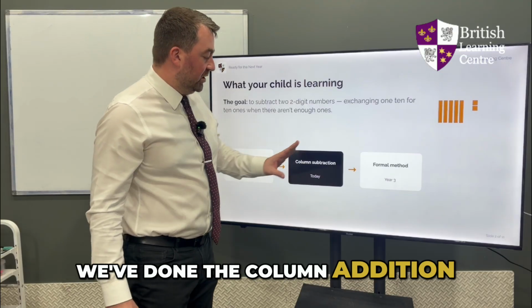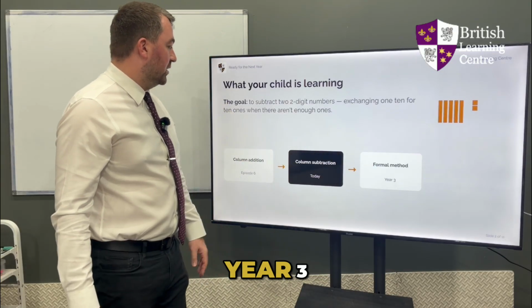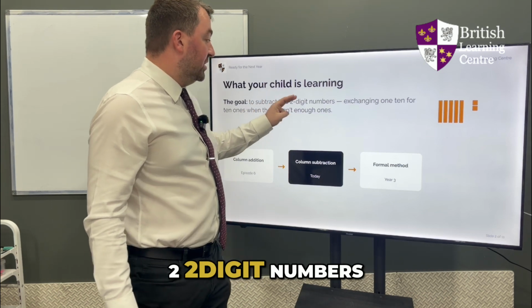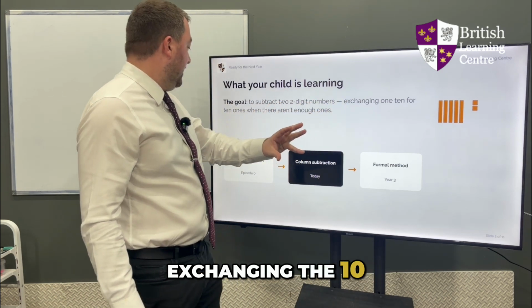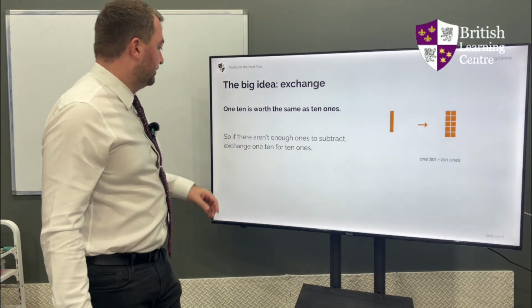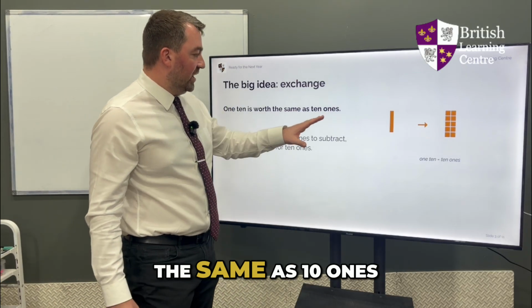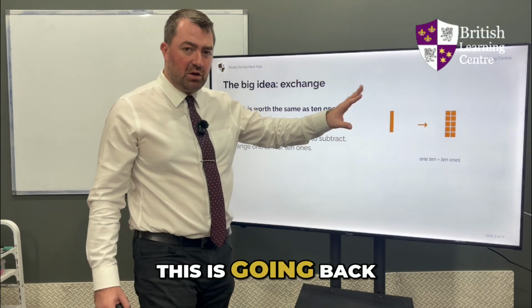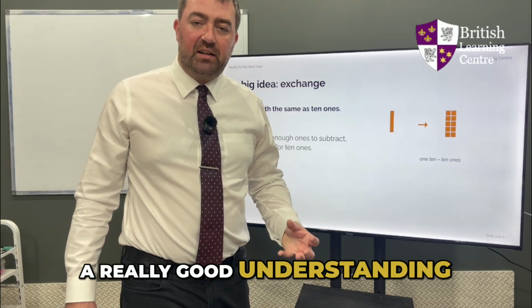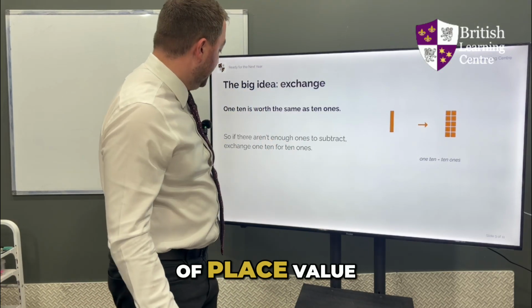We've done the column addition. Next one, we've got formal method year 3. We're going to subtract two two-digit numbers, exchanging the 10 for the ones when there aren't enough ones, okay? Now, 1 10 is worth the same as 10 ones. We know that. This is going back to our base 10, making sure students have a really good understanding and their number sense of place value.